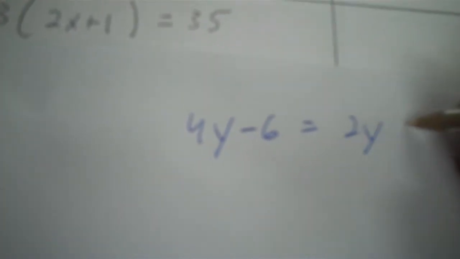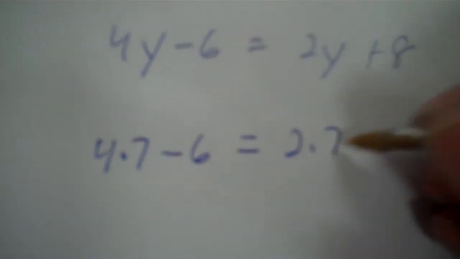Now some of you need to understand what it is you just found. So the original equation said this. You don't need to write this down. You can if you want. So y is 7. I'm going to replace y on both sides with 7. So 4y means 4 times 7 minus 6 equals 2y, 2 times 7 plus 8.